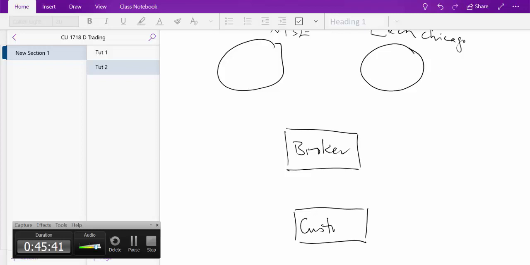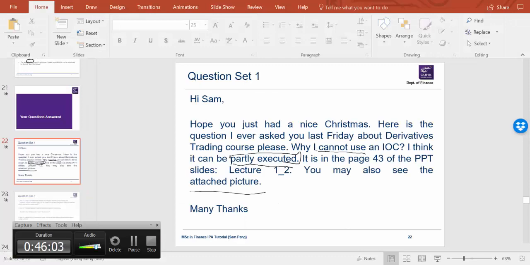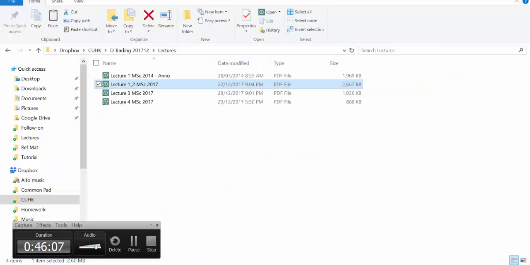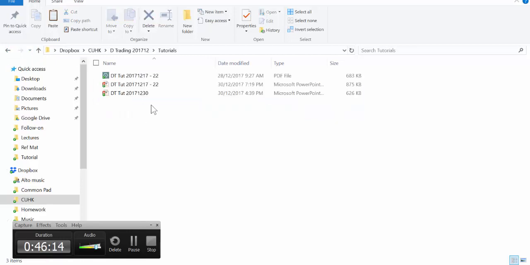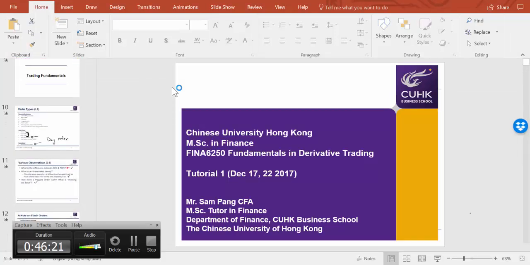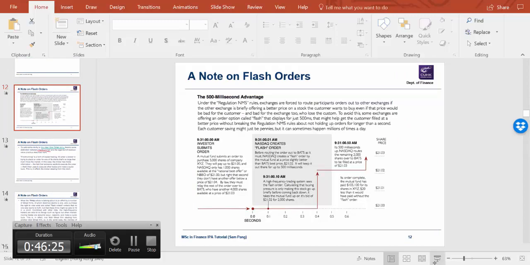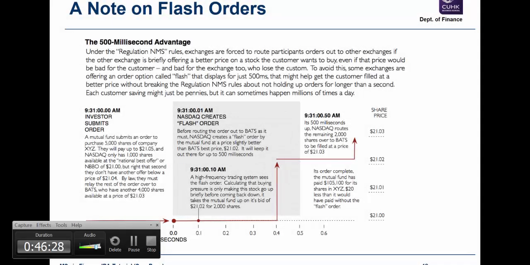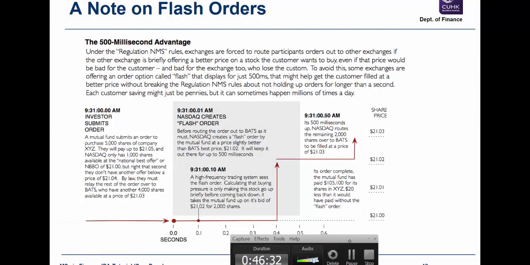Now this is how it works when you are trading stock. The customer gives an idea to the broker. So let's say I want to buy 1,000 shares. In fact, a good reference point is the tutorial file for last week, where I had a slide talking about flash order or flash trading. So I'll use this as my reference point. I'll just use this to explain.